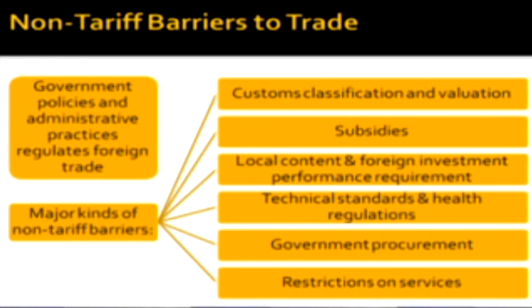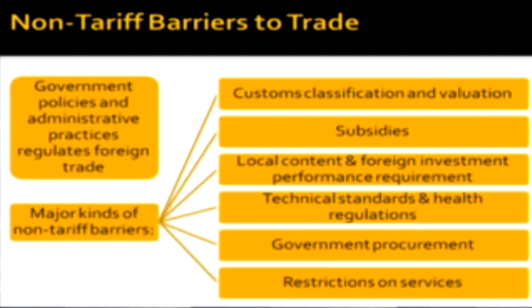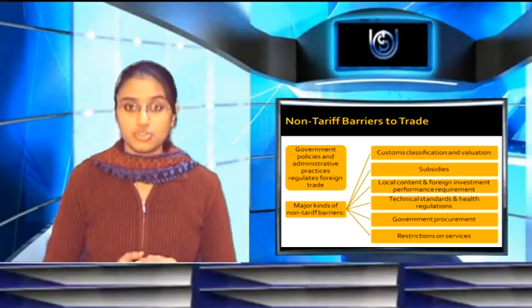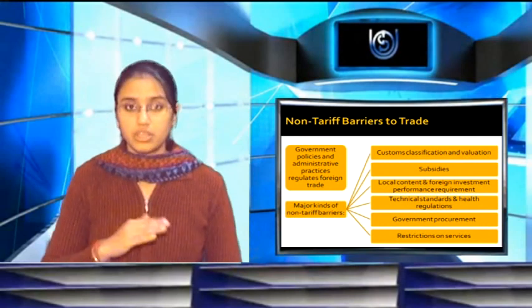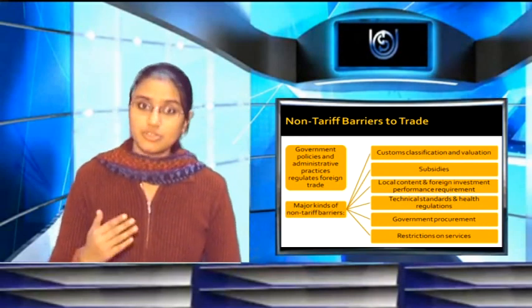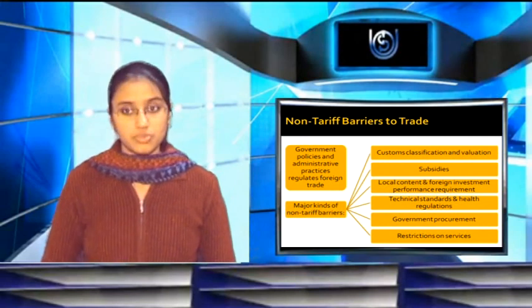Subsidies include, for example, tax exemptions or preferable exchange rates. These are all kinds of barriers imposed by the government on the exporter just to ensure proper business practices. So that comes into subsidy.